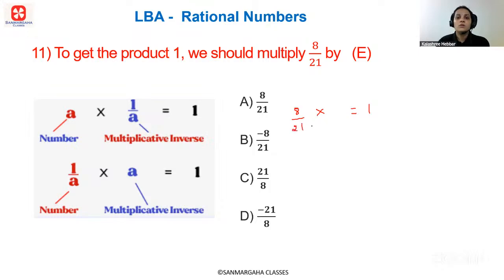For 8 by 21, if you multiply by which number, you get the product 1? So that is nothing but 21 by 8, correct? So 21 by 8 is the answer. Option C is the correct answer. To get the product 1, we should multiply 8 by 21 with 21 by 8.